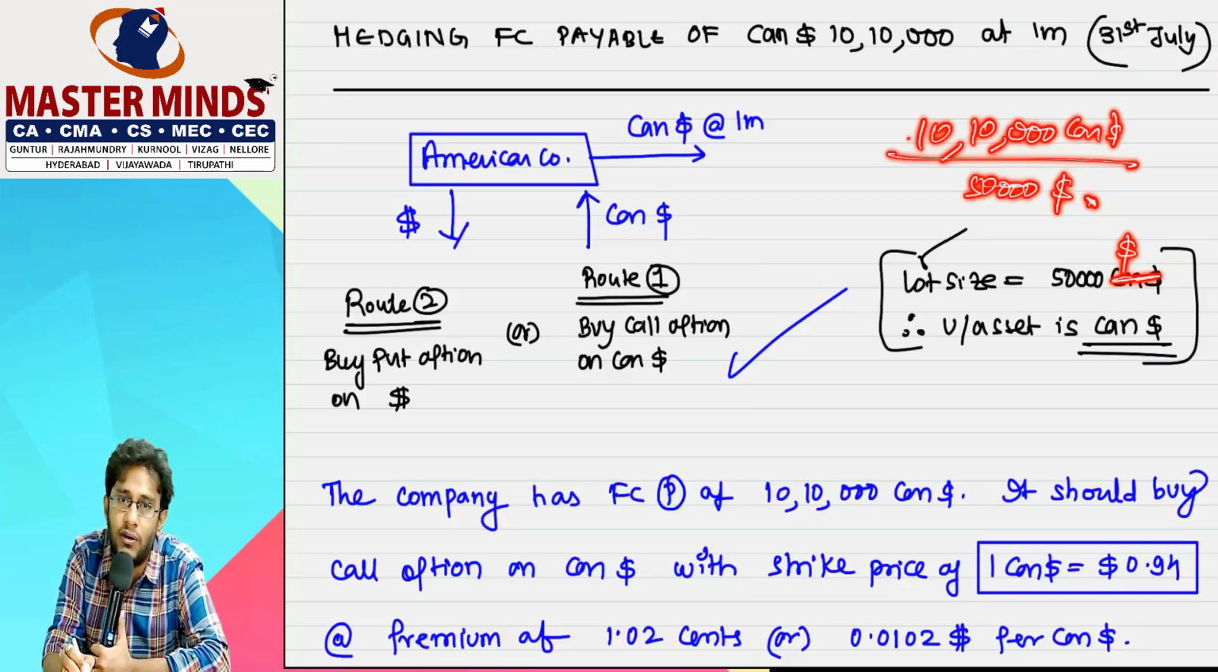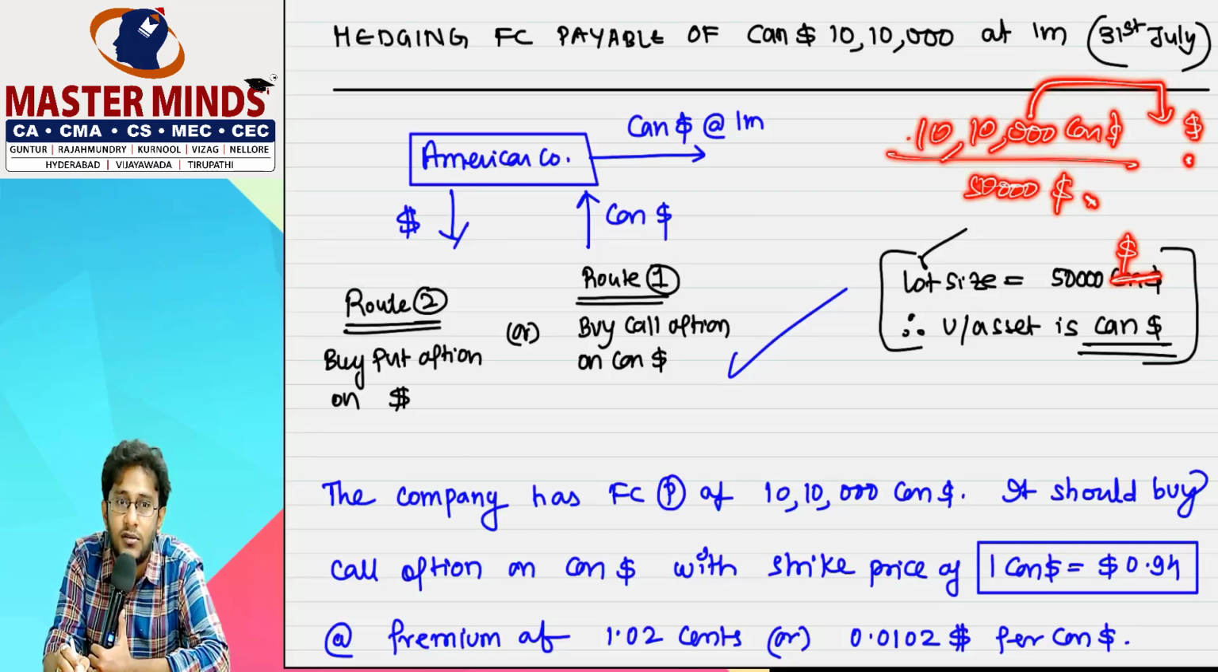Sir, how to convert? Which rate should I apply? To convert CAN dollars into US dollars, which rate? Otherwise, I will never know the lot. So I have to convert. Which rate? The contract, no. Which contract is this? Call option. For a call option, one rate is there, no.